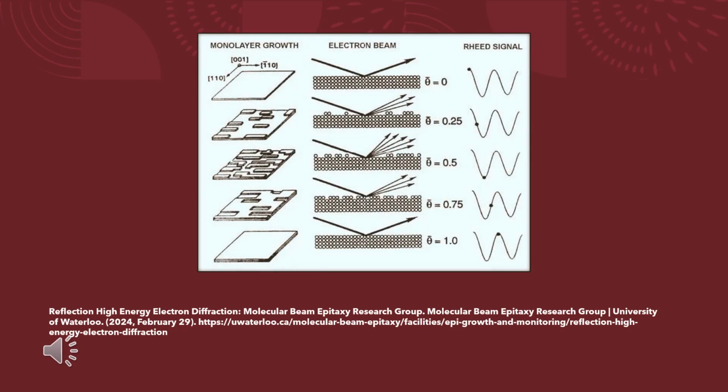Here we have an illustration of our monolayer growth, or the surface that our RHEED technique will be measuring. If you notice in our second column, we have our different types of electron beams. Our first and fifth are kinematic, and our second, third, and fourth are dynamic. In our third column, we have our theta, or angle of the beam. And in our fourth column, we have our signal, the RHEED signal we'll be measuring.